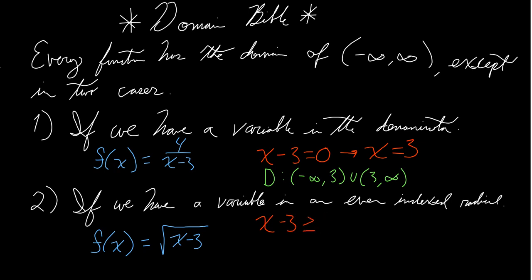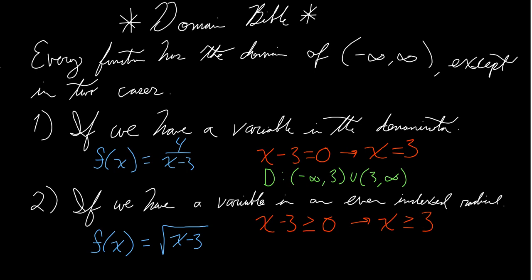For a variable in the denominator, I set up the equation to what I'm not allowed to have. I'm not allowed to have a 0 in the denominator, so I equate it to 0. For a radical, I'm going to set it up to what I know I am allowed to have. We've got x minus 3 is greater than or equal to 0. If I solve this for x, we have x is greater than or equal to 3.